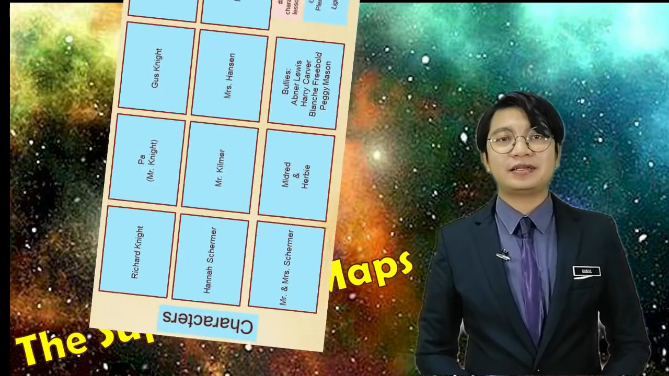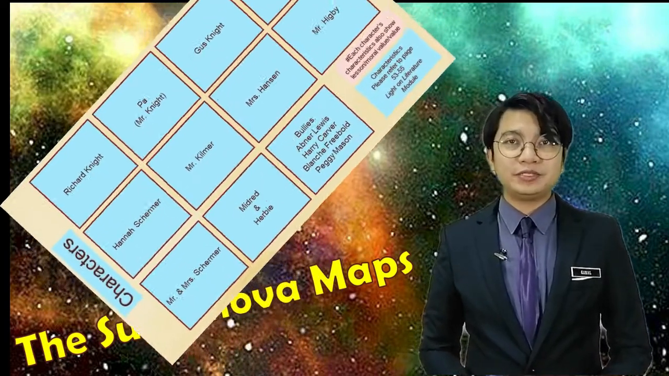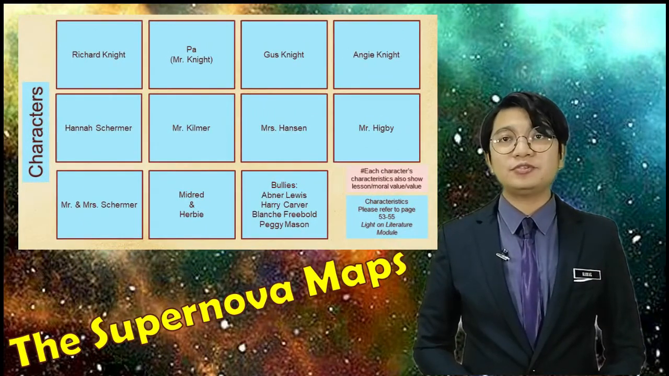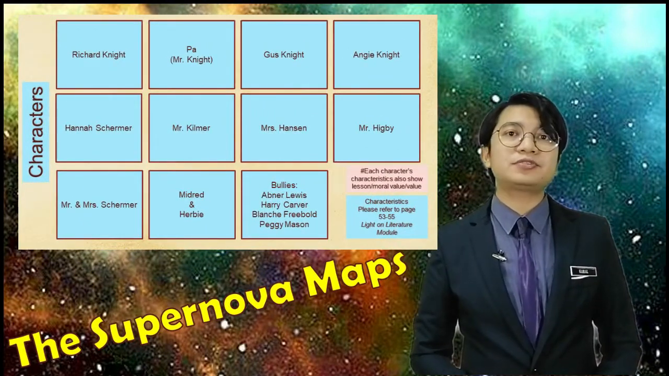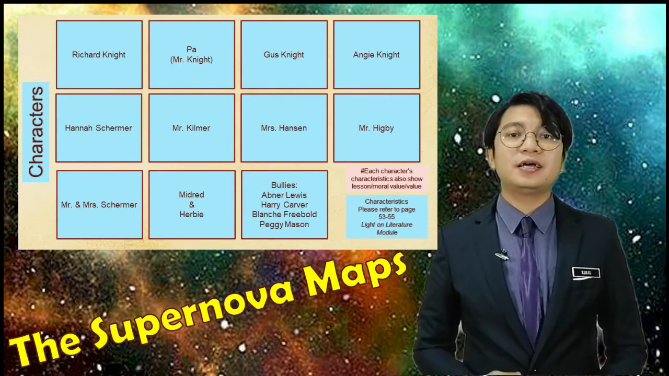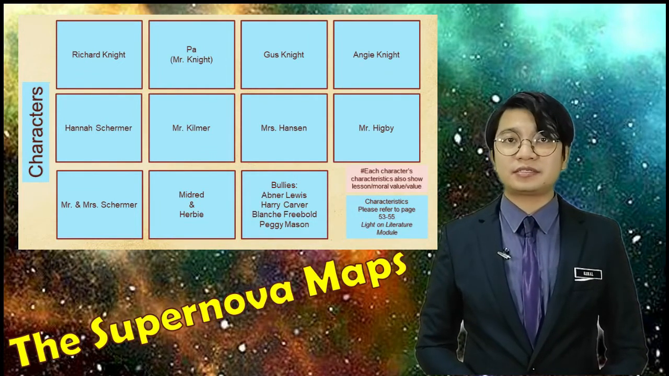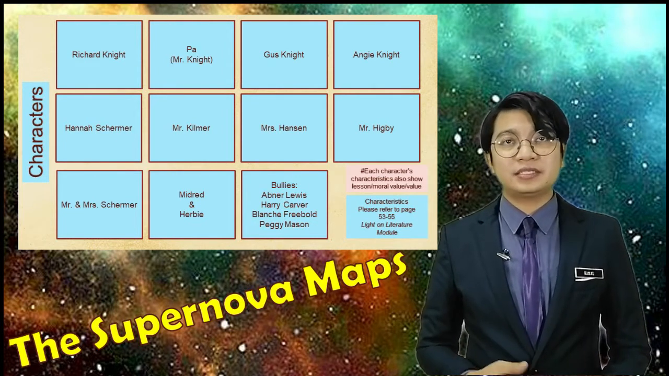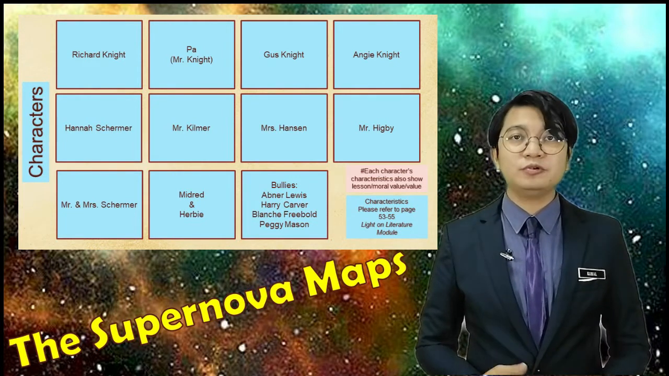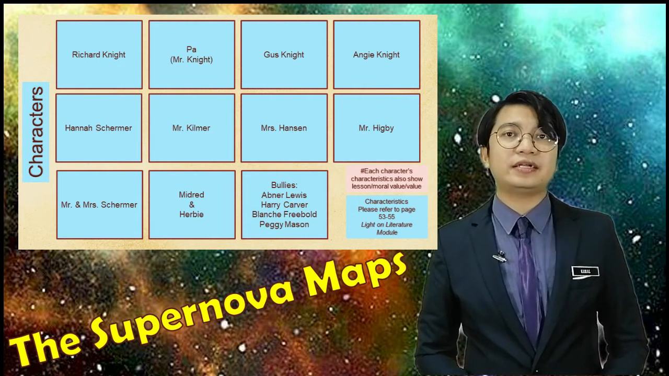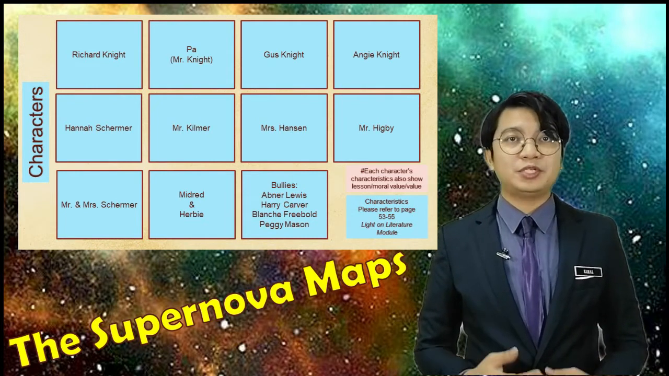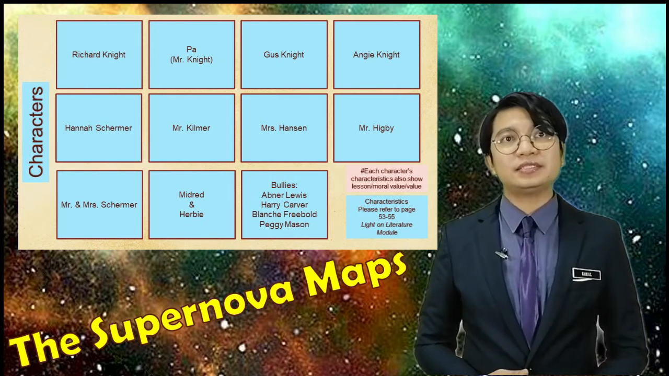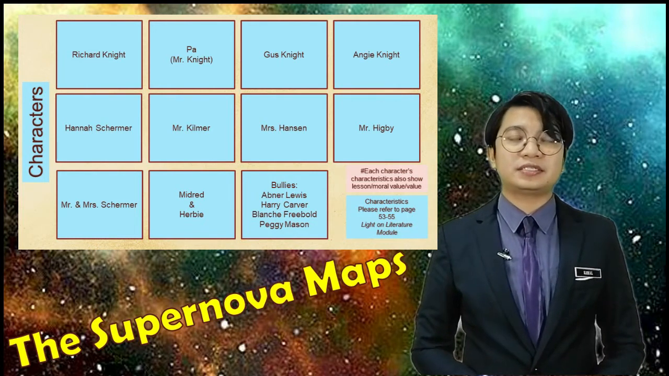Next, we have the characters. For characters, please refer to their characteristics in your reference books. Another thing you should remember is you can also describe moral values or lessons based on the characters' characteristics. For example, Richard Knight is a compassionate person. So, the moral value based on this characteristic will be, we should be compassionate to other living things. Now take some time to read all the characters.